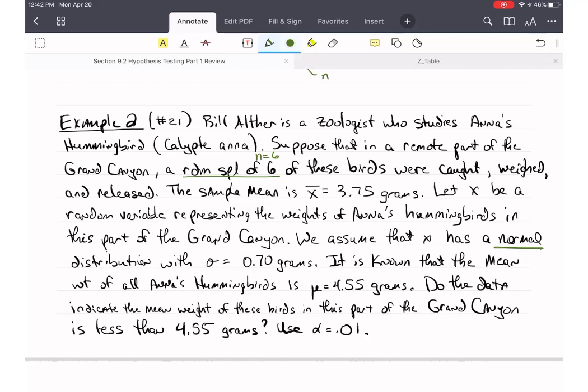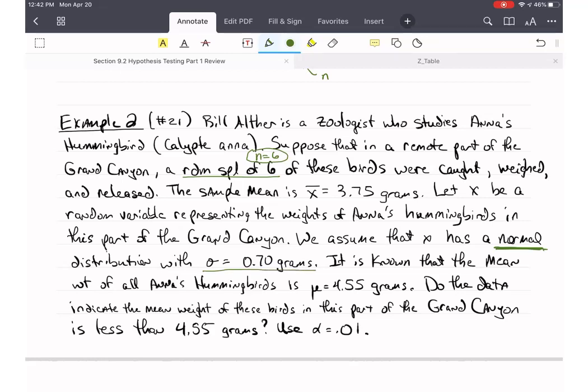When we see n equals 6, it's way lower than 30. That is a red flag. If I see n is less than 30, I need to have a normal distribution assumed somewhere, and if the problem doesn't say it, we can't assume it. Here it's a normal distribution with sigma equals 0.70 grams.